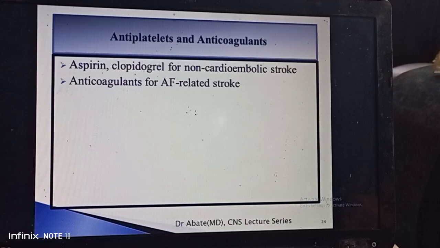The other important part of management is the start of antiplatelets and anticoagulants. These drugs are indicated for patients with ischemic stroke. For patients who present with ischemic stroke, you usually start antiplatelets, and sometimes anticoagulants are also indicated. Antiplatelets like aspirin, clopidogrel for non-cardioembolic stroke, and anticoagulants are indicated for patients who present with stroke plus atrial fibrillation. You have to start anticoagulants like warfarin and other anticoagulant drugs.